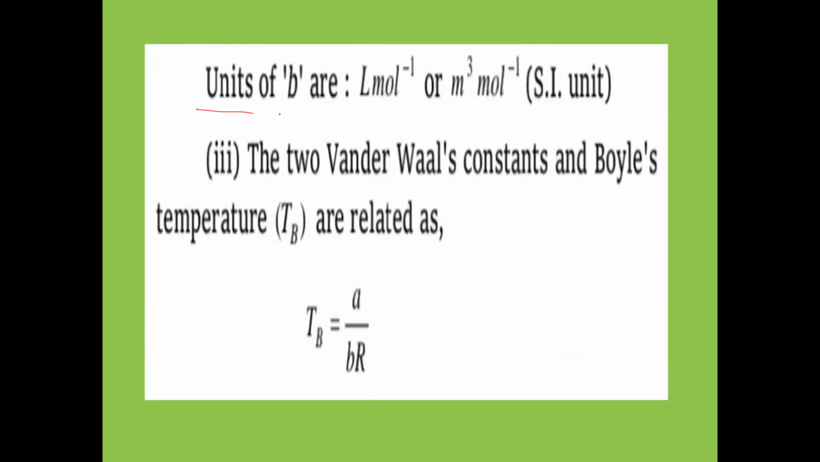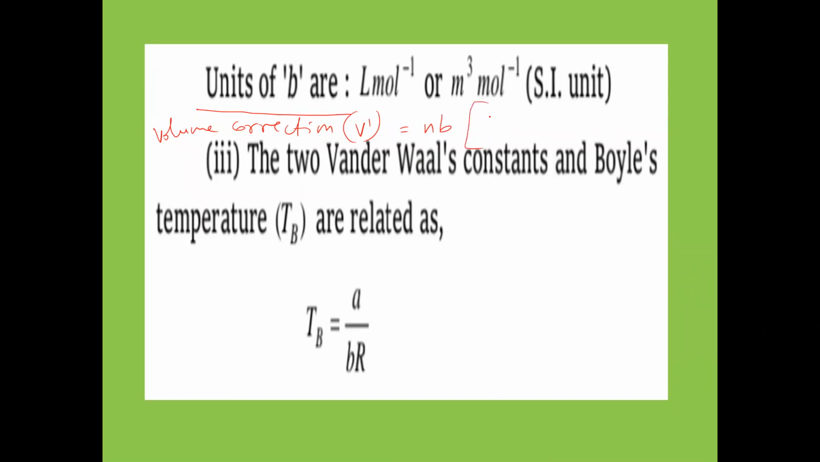Next, units of B. What is the volume correction here? Volume correction, that is V dash, you take. Volume correction is equal to nB. In the van der Waals equation, what is the equation there? P plus an squared by V squared, into V minus nB. The nB is what now here? Volume correction. The volume correction V dash is equal to nB.